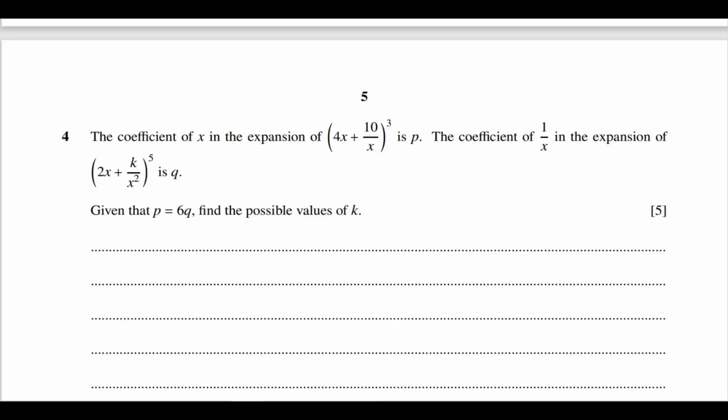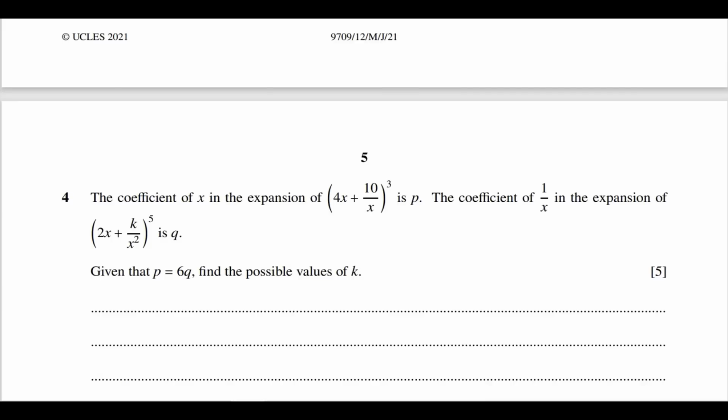Next, question number 4. The coefficient of x in the expansion of 4x plus 10 over x the whole cube is p. The coefficient of 1 over x in the expansion of 2x plus k over x square the whole power 5 is q. Given that p is equal to 6q, find the possible values of k. So it is a binomial expansion question. Let's write the general term for the first expansion.